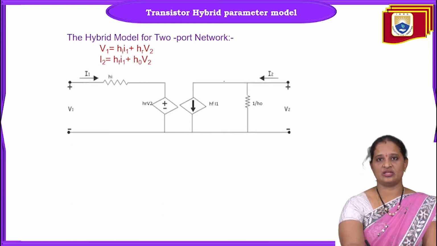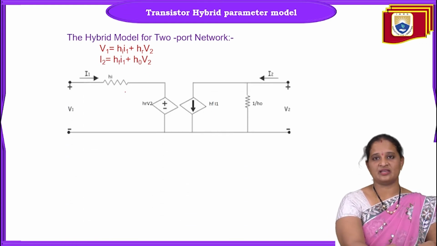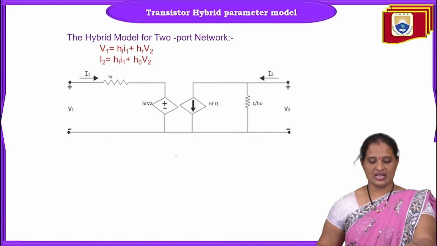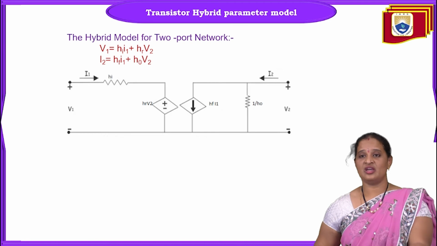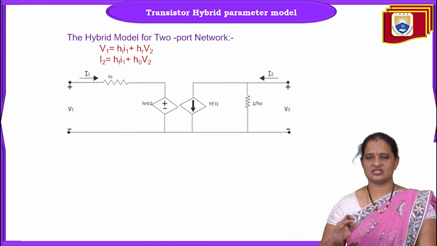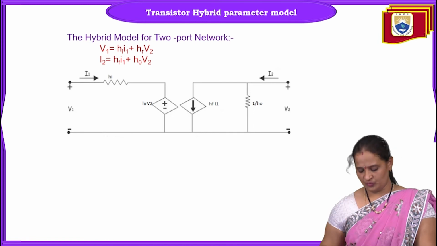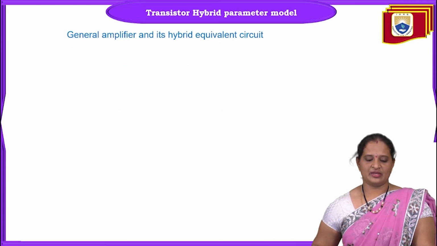Now based on that, we can draw the equivalent circuit. So this is the equivalent circuit where we have replaced the H parameters with input and output parameters like hi, hr, hf and ho. There is not much difference. We have just replaced H11, H12, H21 and H22 with their equivalent h parameters.